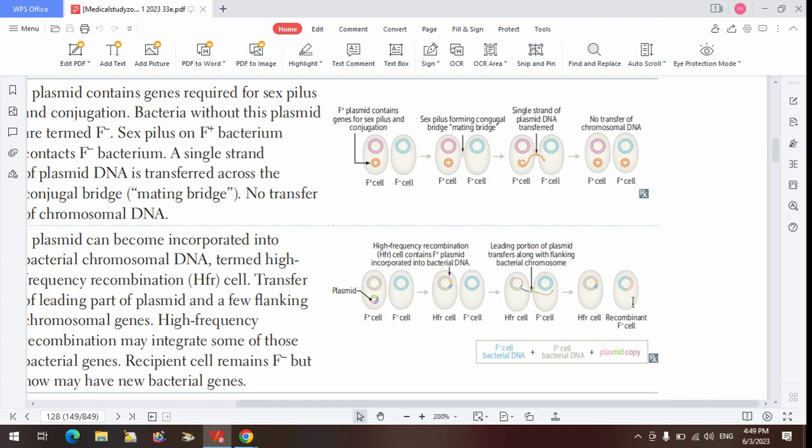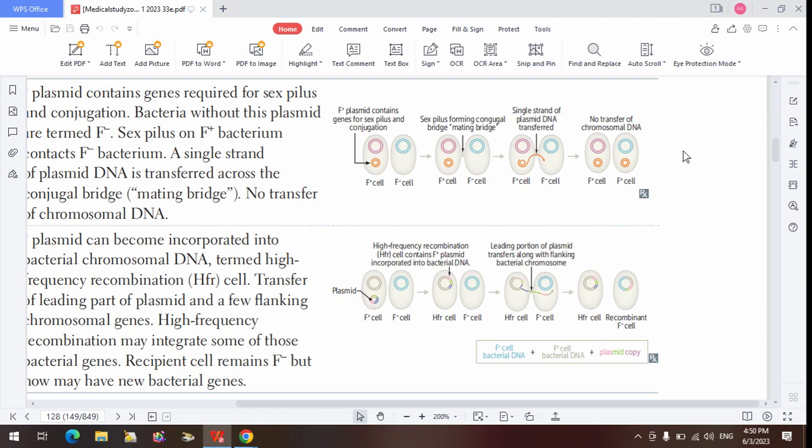Do you guys understand the word recombinant? Recombinant means that it contains both the plasmid and the chromosome within a cell. It means that the chromosome as well as the plasmid have integrated into one form. That's a recombinant.